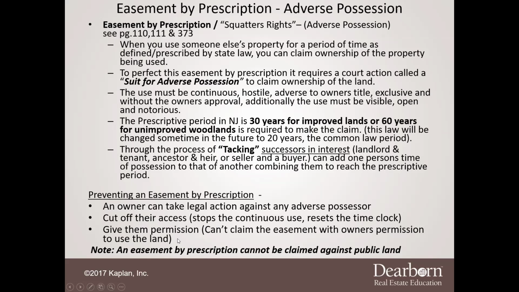I'll give you permission to be there till the end of the month. By giving you permission, they can't claim an easement by prescription. That kind of resets that time clock as well. So an easement by prescription cannot be claimed against public land, only against privately owned properties.